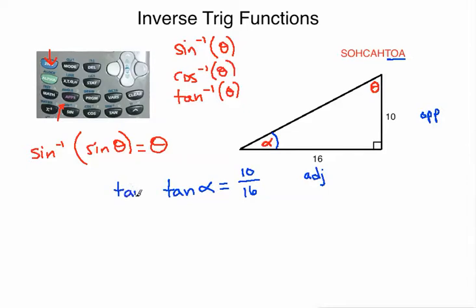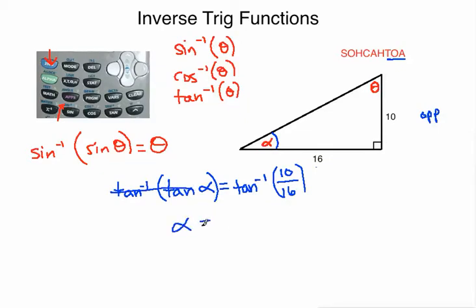Therefore, I'm going to take the inverse of this side, and just like with any algebra, if you do it to one side, you have to do it to the other. So I'm going to do it to the other side. So I'm going to take the inverse tangent function of 10 over 16. On the left-hand side, these cancel each other out. All we have left over is alpha. And on the right-hand side, this portion goes right into the calculator.